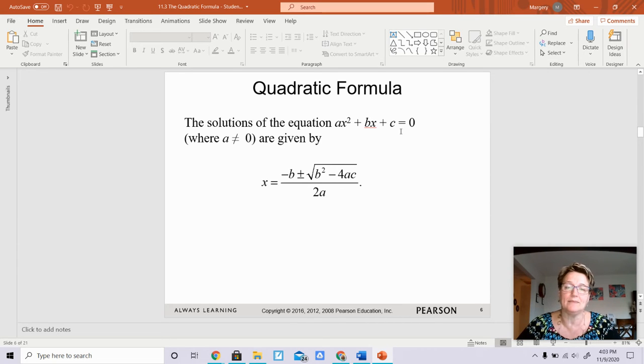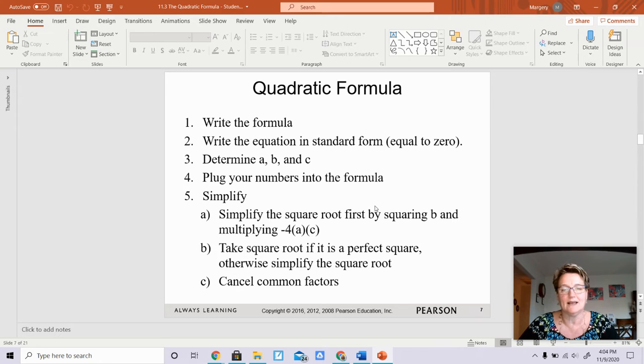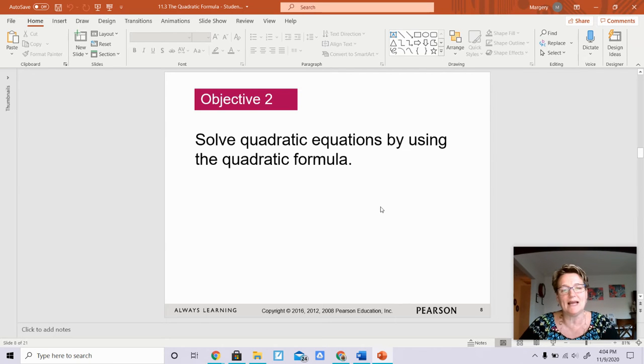and everything must be on one side of the equation, as the quadratic equation must be equal to 0. The formula is equal to negative b plus or minus the square root of b squared minus 4ac all over 2a. Your a is the number in front of the quadratic term, your b is the number in front of the linear term, and your c is your constant. All right, let's go ahead and get started with that today.